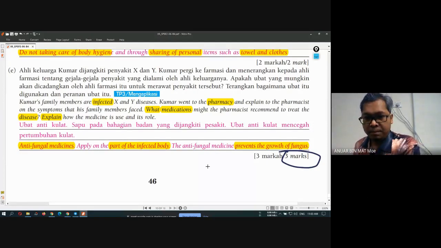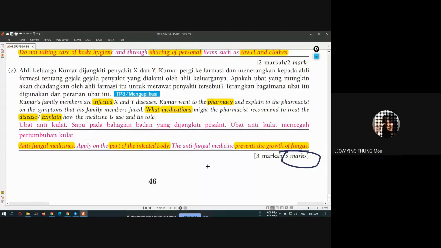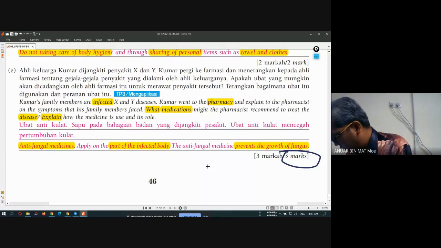Can. Only 46, only 46 or what? Can. Okay, right.